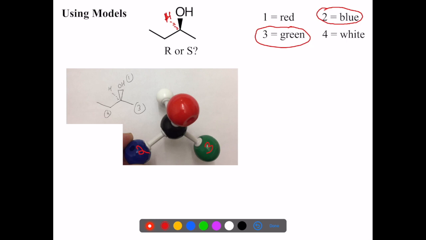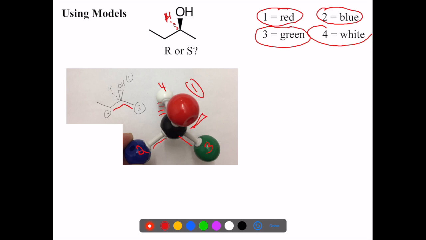And you'll notice the way I'm holding this model in the picture, these two bonds are in the plane. I'm holding it carefully, putting the 2 and the 3, the blue and the green, in the plane. Now, group 1 is red. And notice that's coming out. That's coming out on a wedge. Group 4 is white, and that's going back.